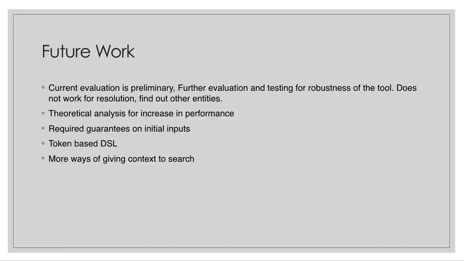wish to have a theoretical analysis for increasing the performance that we see, and show guarantees on initial inputs, as well as the current evaluation is preliminary, and we want to test for the robustness of this tool by trying it out for various other entities and for various other data sets. We also want to look into if there are other ways to give context to search instead of just trying to find the subject and looking for the entity nearby it.